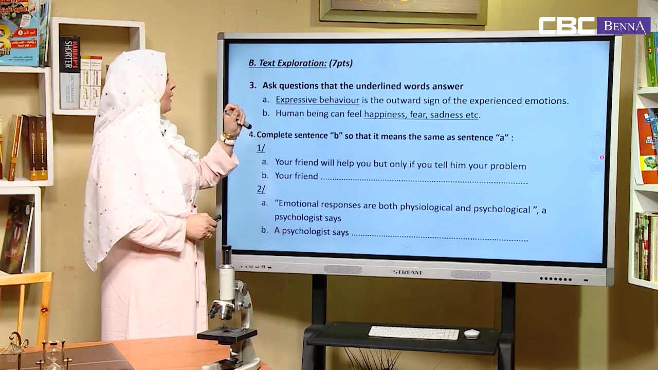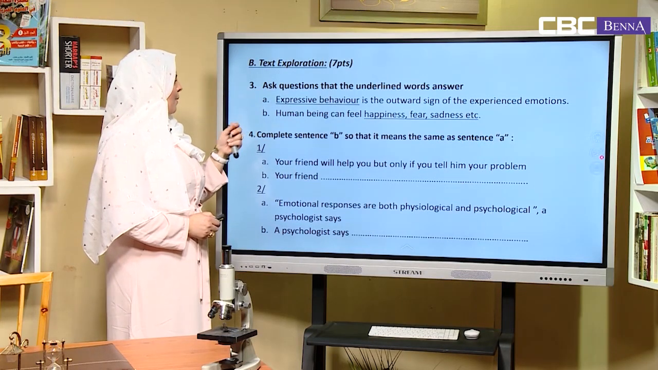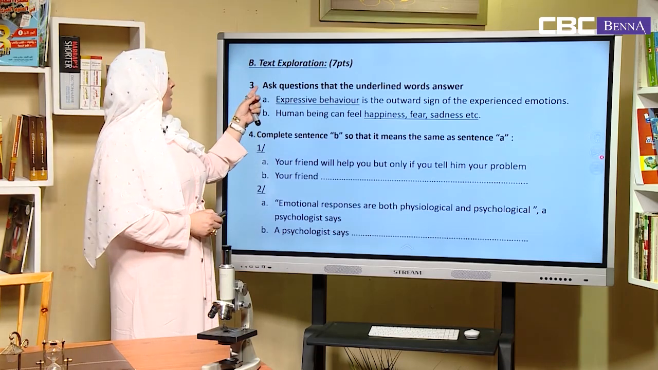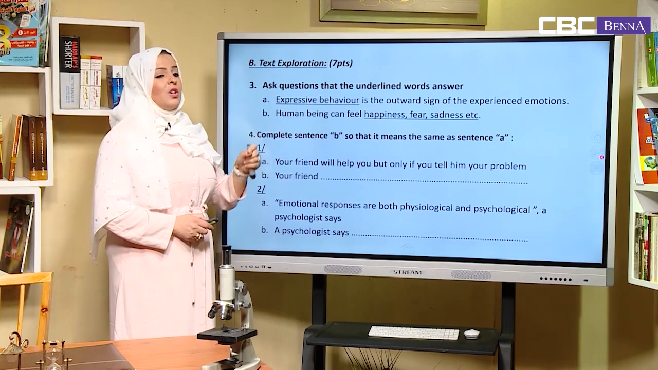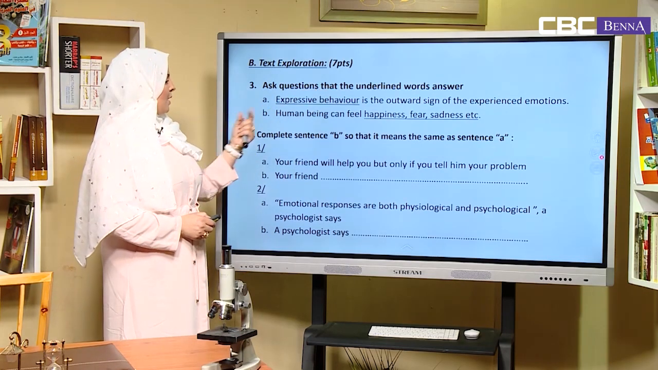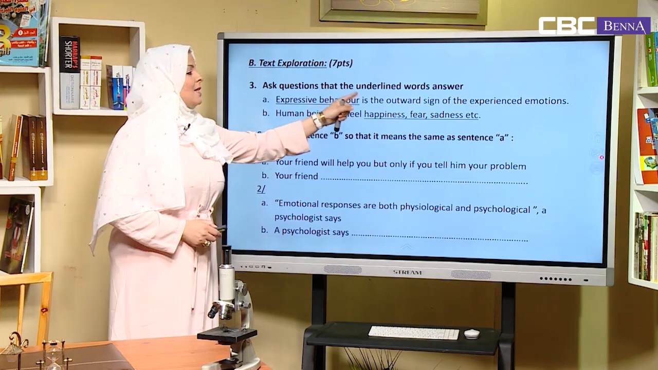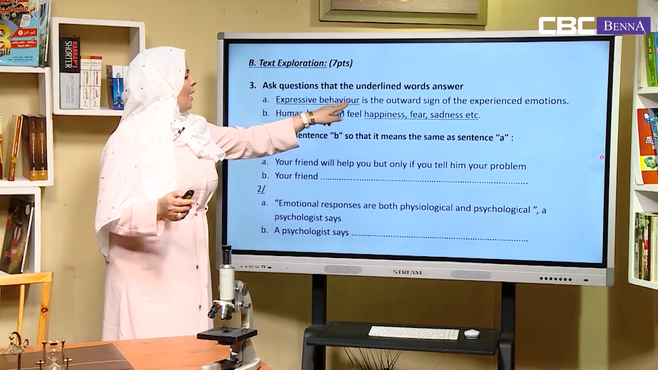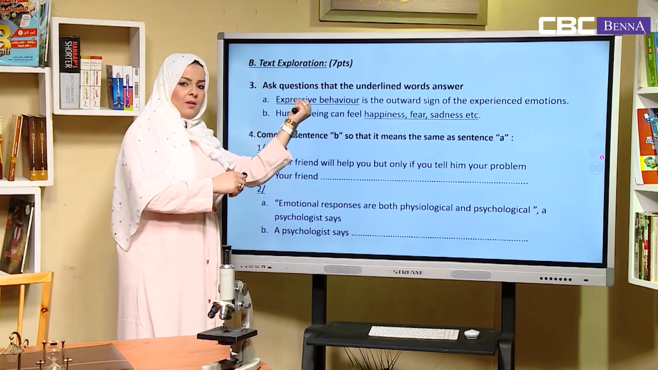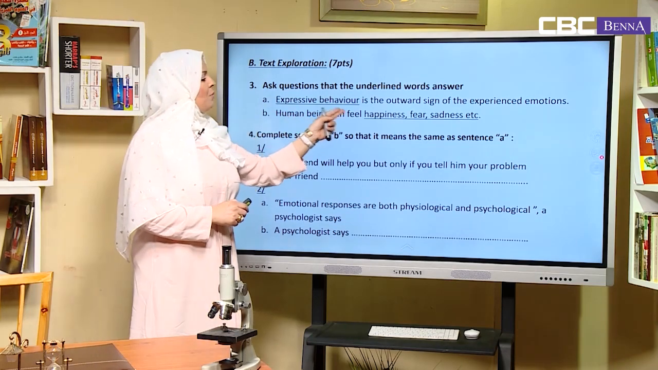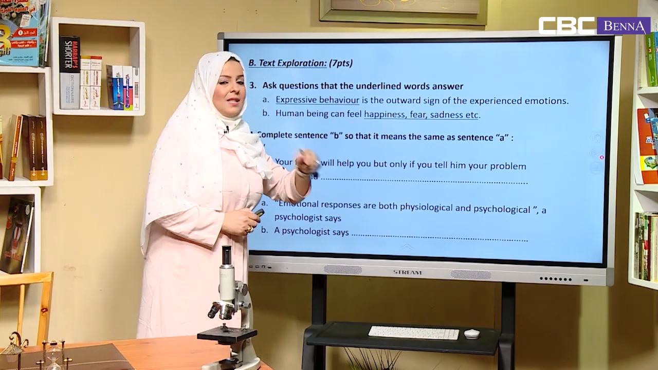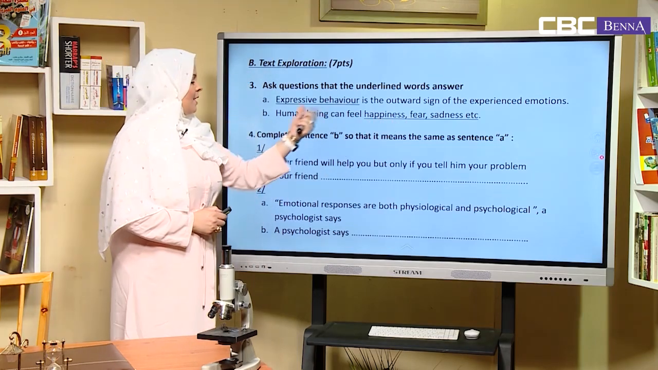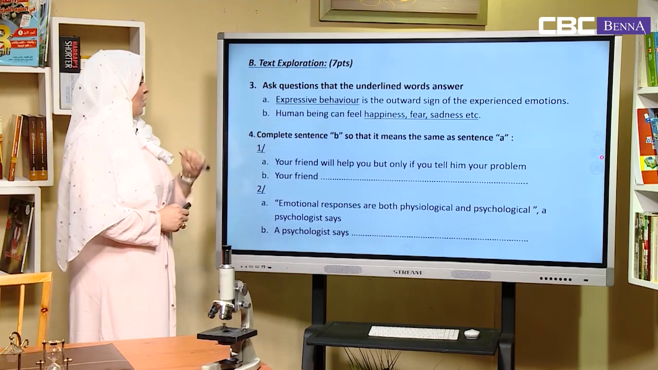Now you are going to find a variety of questions in grammar, but let's see our questions here. Ask questions that the underlined words answer. First, you have: expressive behavior is the outdoor sign of the experienced emotions. Here, the underlined words, you have to ask a question on it. Second one: a human being can feel happiness, fear, sadness, etc. So here you have another underlined expression. You have to ask a question on it.